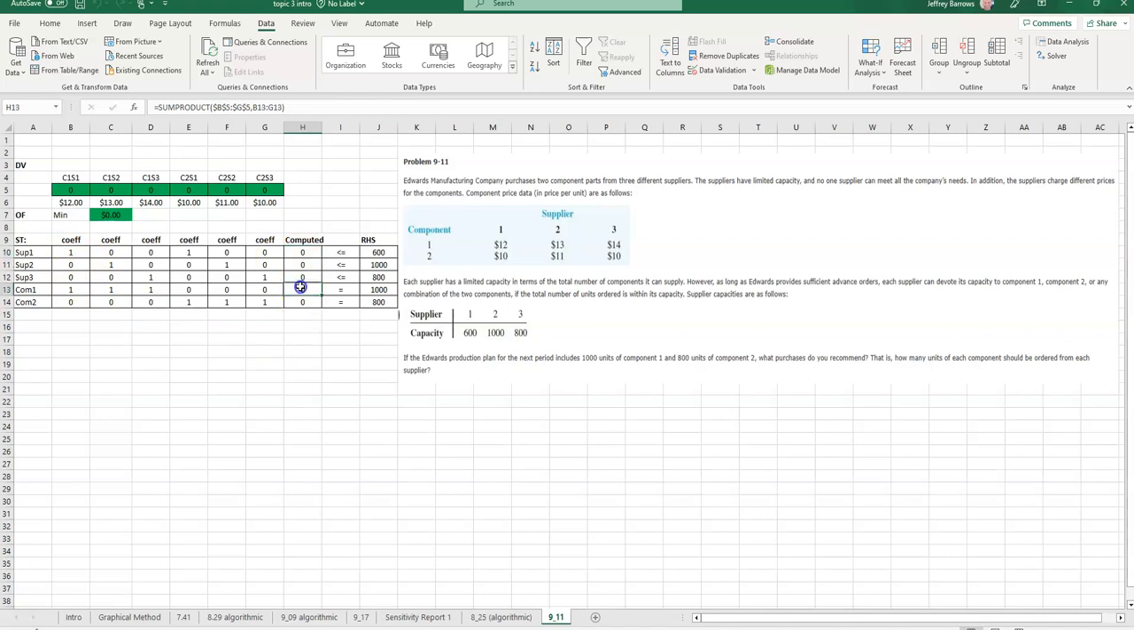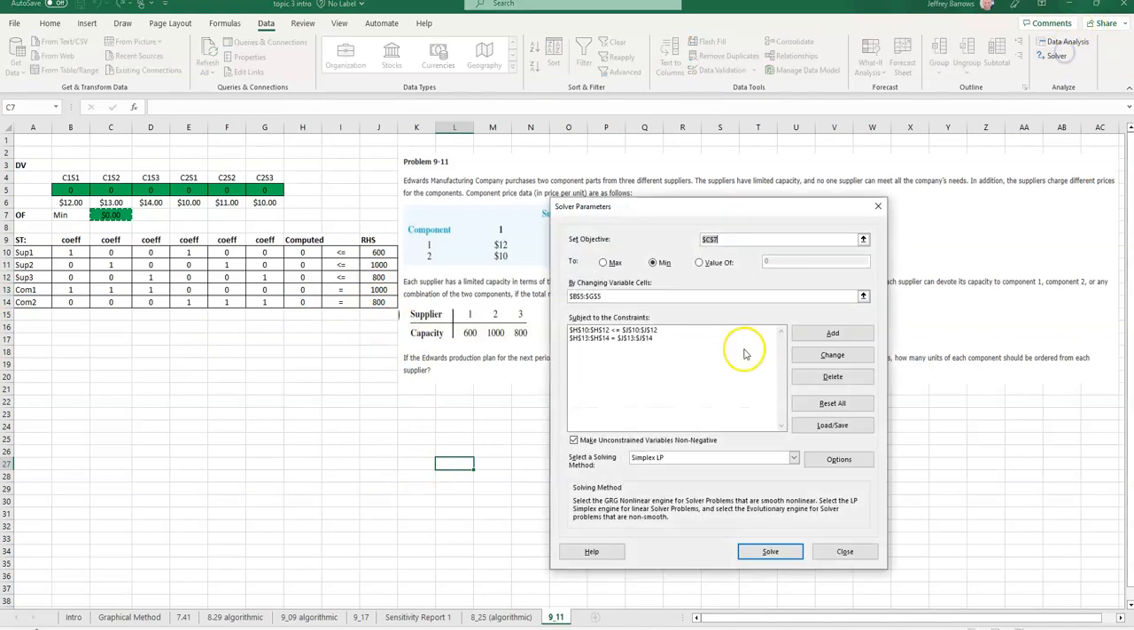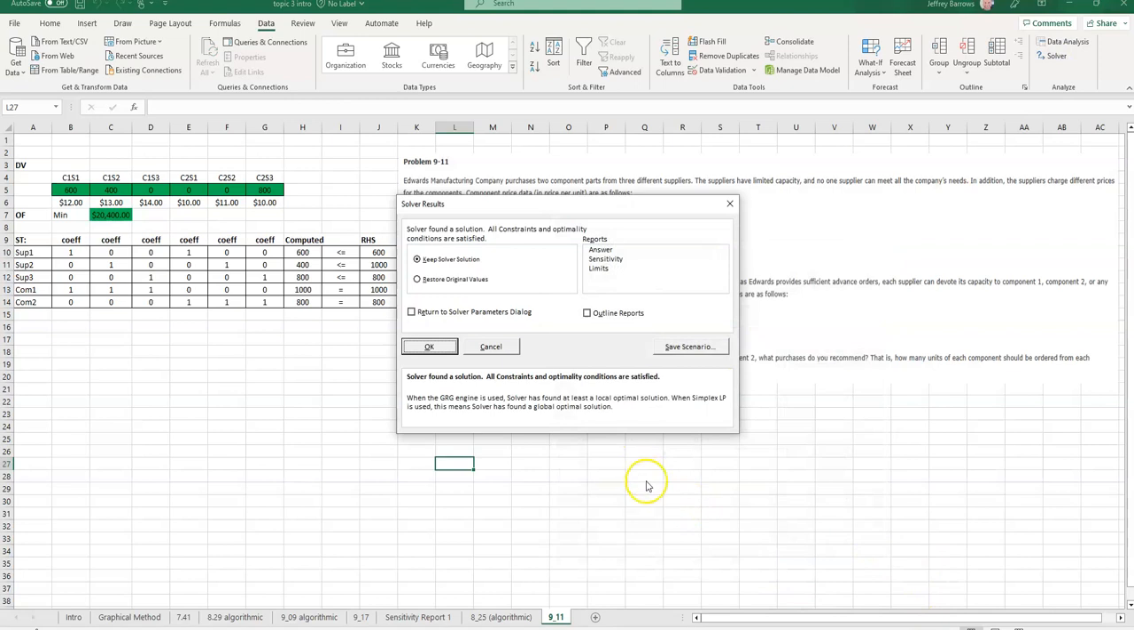And then finally down here, the computed values, again, since this is the sum product of this row times the decision variables, what we're picking up in this cell right here is C1 S1 plus C1 S2 plus C1 S3, which is the total number of component 1 that is procured, and that has to be equal to 1,000. So if we go ahead and let's see, I don't think anything changed. Let's see if we can solve this, and let's see what we get.